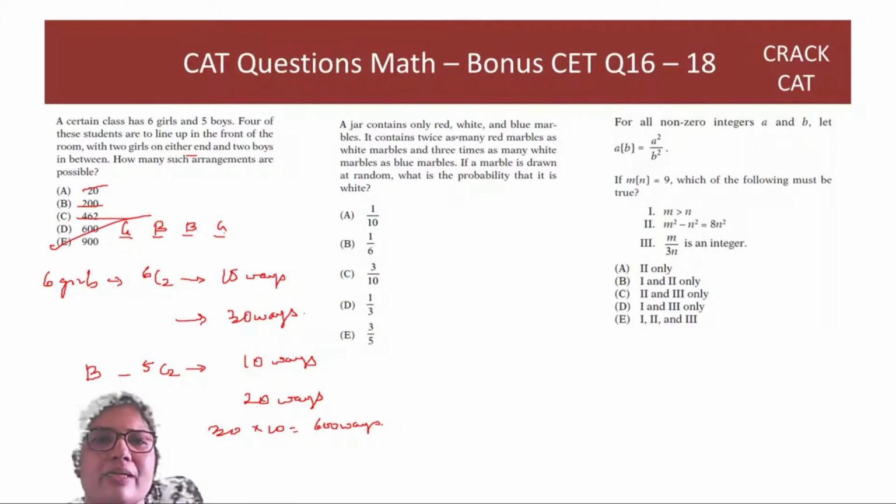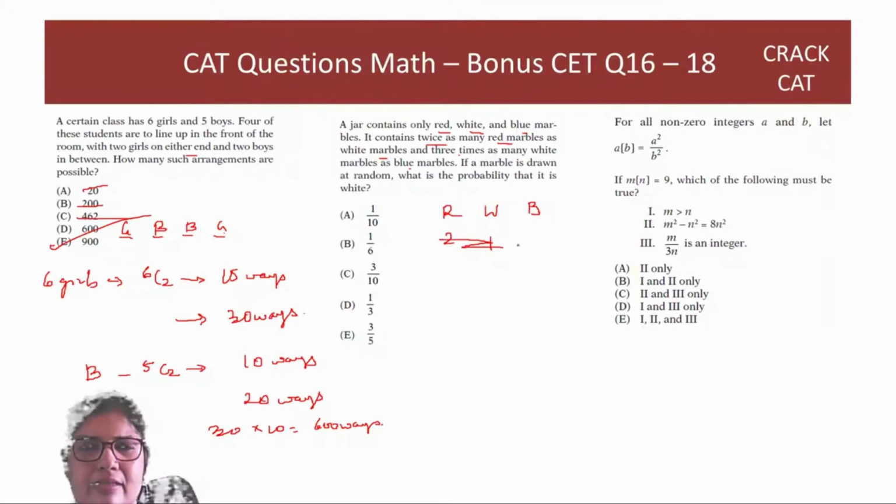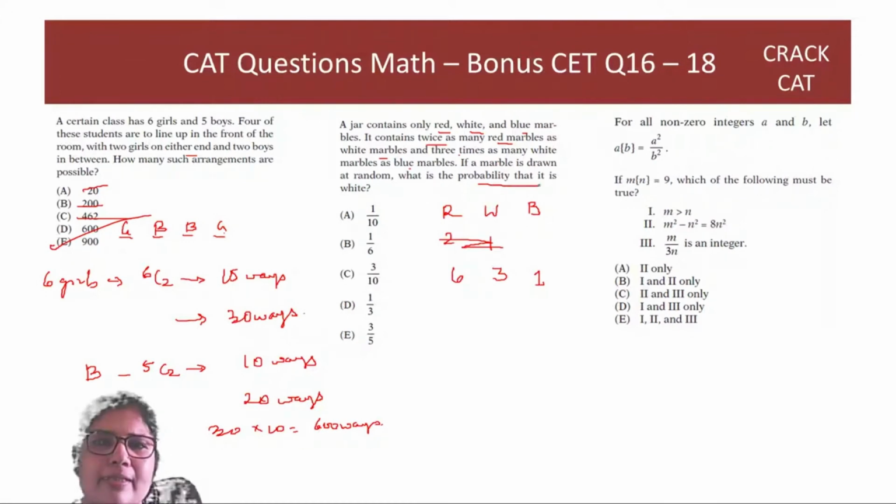A jar contains only red, white and blue marbles. It contains twice as many red marbles as white marbles. So if white is 1, red is 2. And 3 times as many white marbles as blue marbles. So now we'll rewrite this. Blue is 1, white is 3 and red is hence 6. If a marble is drawn at random, what's the probability that it is white? So I have 10 marbles out of which 3 are white. So probability is going to be 3 by 10.